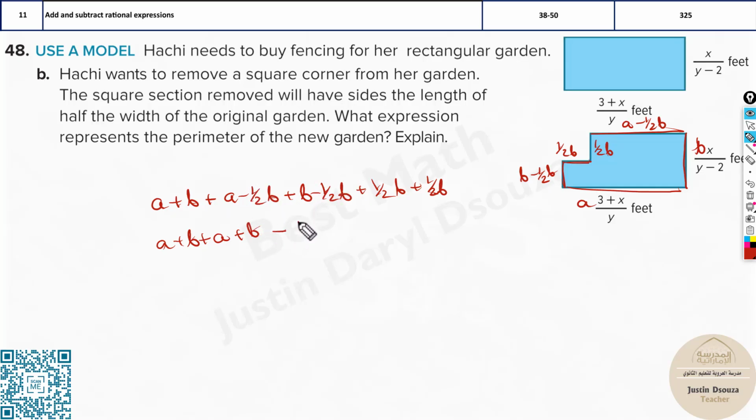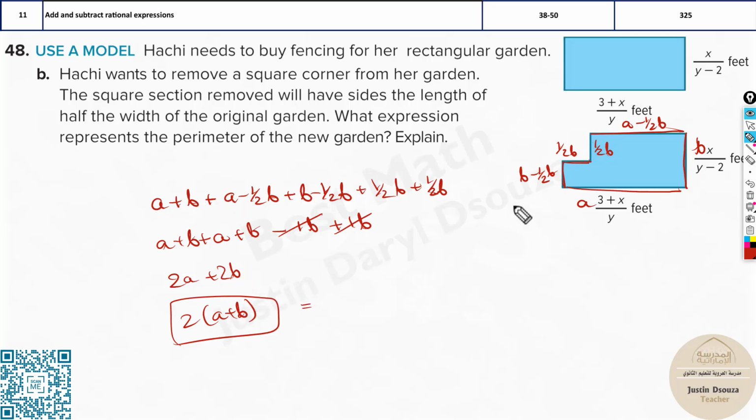Half of B means minus 1B. Why? Because half and half makes 1, but it's subtraction, right? We'll have minus 1B. And this again, half B and half B will be plus 1B. So this basically cancels. 1 minus 1 is 0. So you're having how much? 2A plus 2B. Basically, that's the same as the original perimeter. So the perimeter just doesn't change if you remove a square of half the width. This is the concept, because this was the formula which we used a while ago, isn't it?